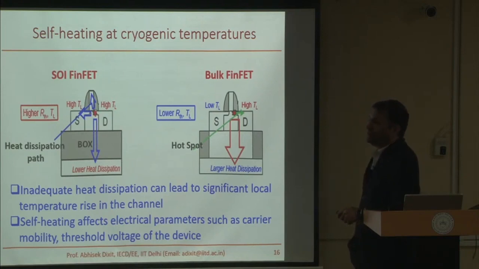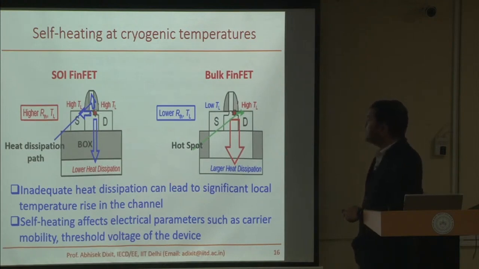So your junction temperature is going to be higher than the ambient temperature, and that has been a concern for SOI ever since this was started, that it will suffer from self-heating. If you look at the bulk devices, of course the heat can go downwards, right?